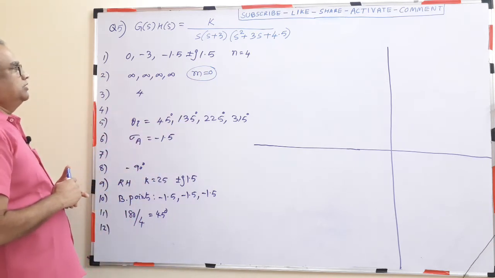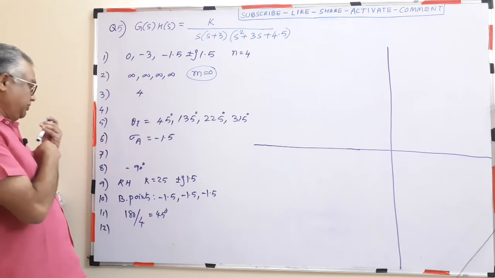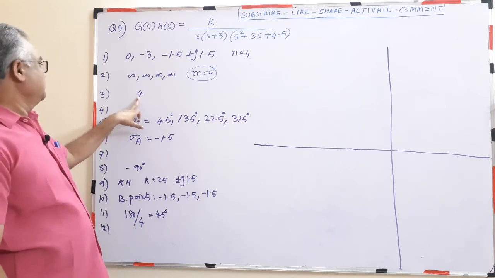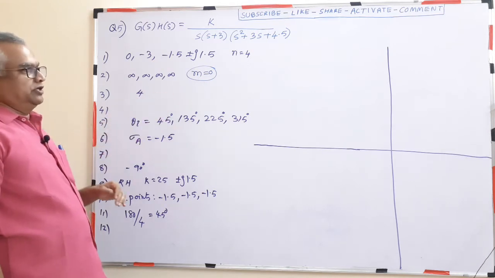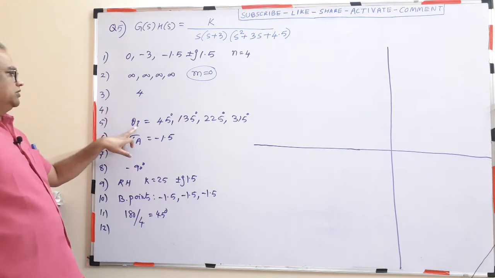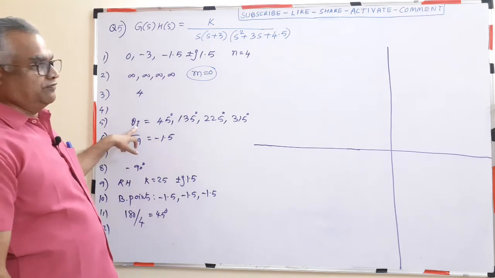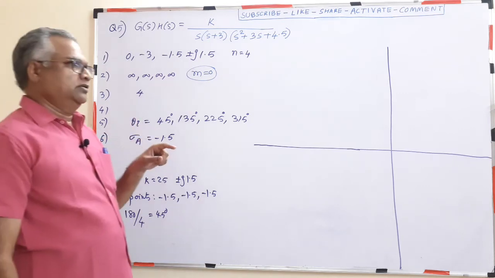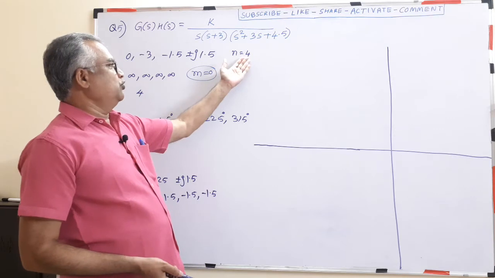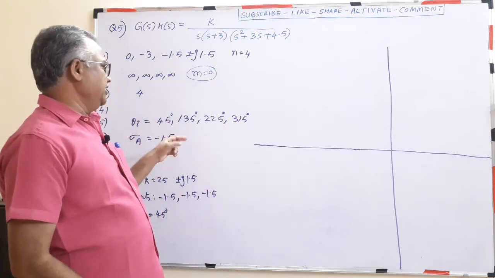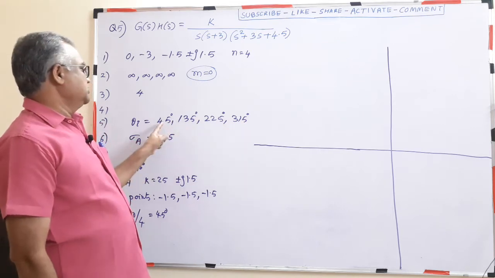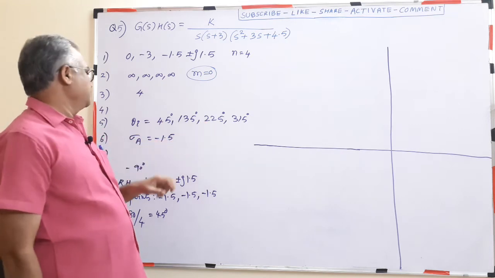Then third one, number of branches equal to order of the polynomial. So order of the polynomial is 4, number of branches are 4. Then root locus is symmetrical with respect to the real axis or pole-zero configuration. Then theta i for root locus. What is the formula? (2i plus 1) into pi by (n minus m). So n minus m is 4. We will get 4 asymptotic angles: 45, 135, 225, 315. This is for i equal to 0, 1, 2, 3.